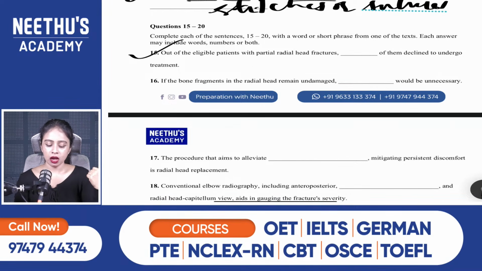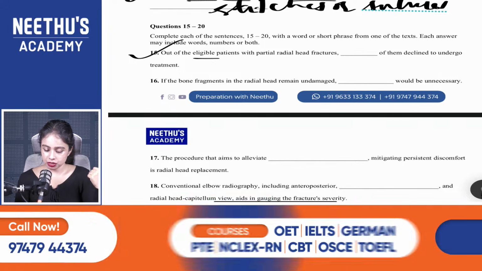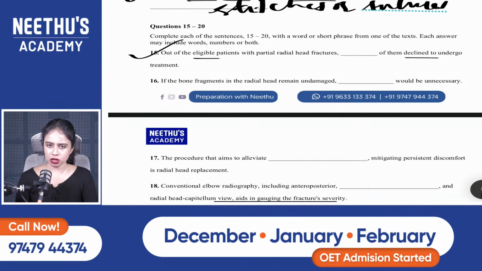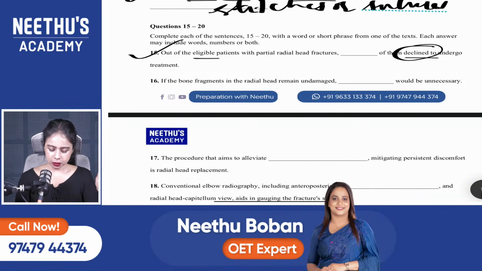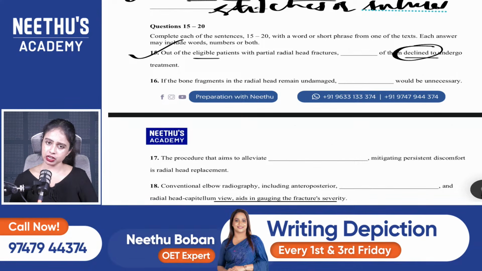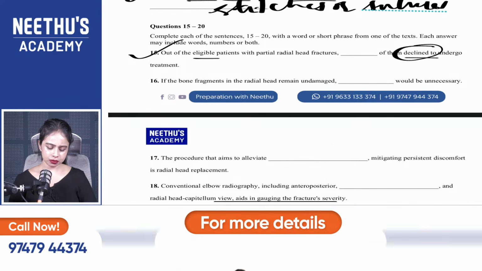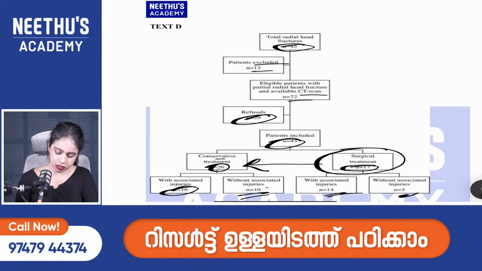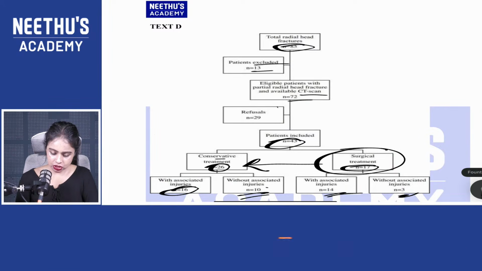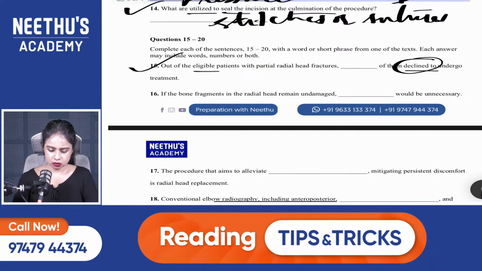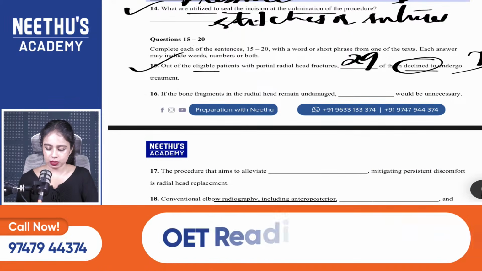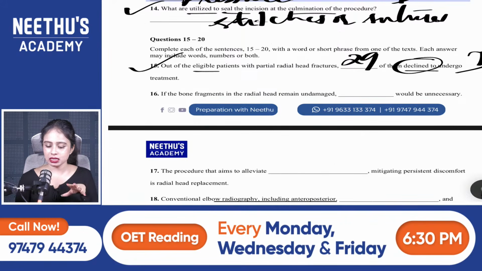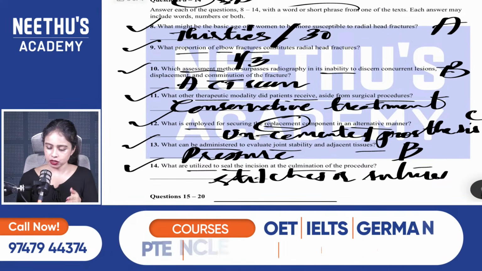No problem. 15th one. Out of the eligible patients with partial radial head fractures, dash of them declined to undergo treatment. Decline means they are not ready to do it. They are just refusing to do the treatment. And I think it's mentioned in text D. What is the number of patients who are just refusing? Yes, the refusal patients number is mentioned here, which is 29. A very direct answer. So that answer is 29 from D. 16th one, if the bone fragments, and one more thing, I'm just writing these text names on the side of the question just to let you know.